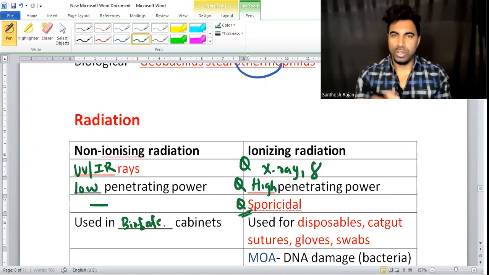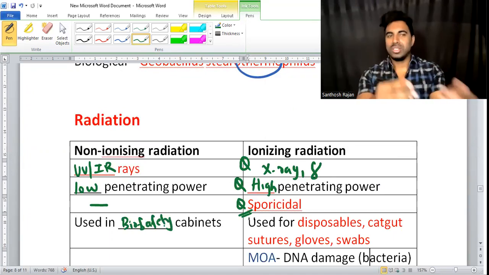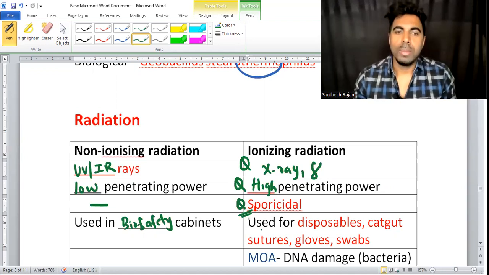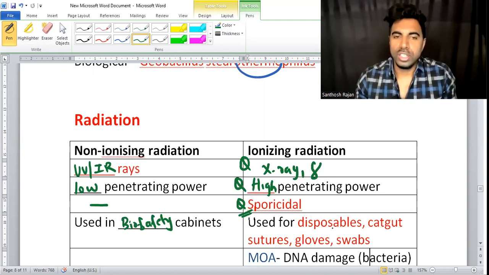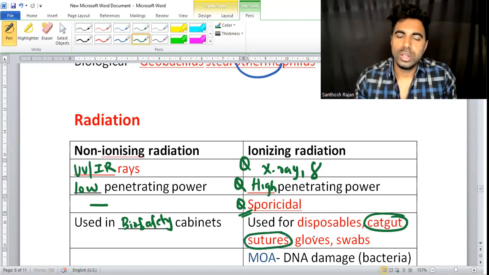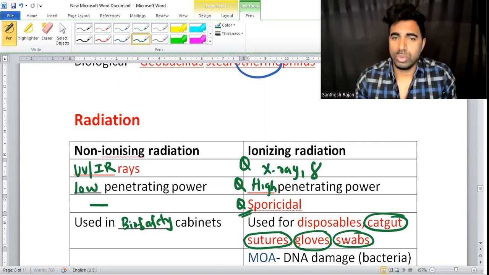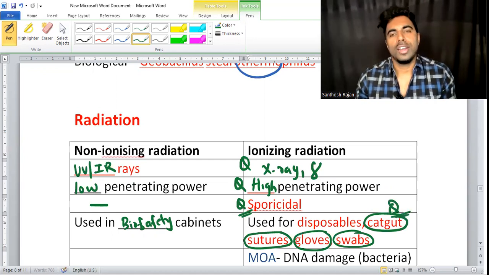Cabinets where we do all culture processing, so other things are biosafety cabinets. Okay, but for ionizing radiation, important question here, your catgut sutures, gloves and swabs can be autoclaved also. I mean, swabs can be used in hot air, and we already spoke about it, but especially for catgut suture it is ionizing radiation. It's the best. Ionizing radiation is the best.